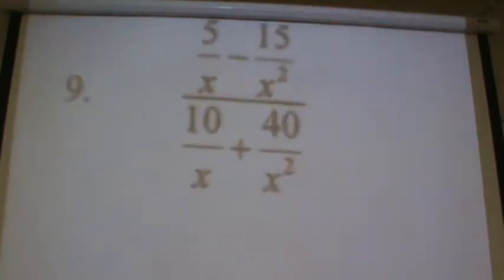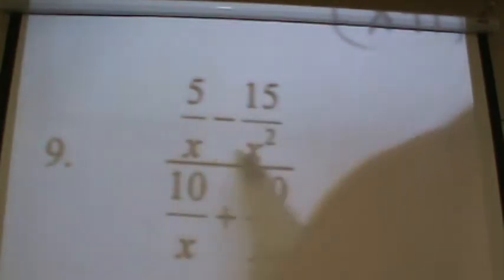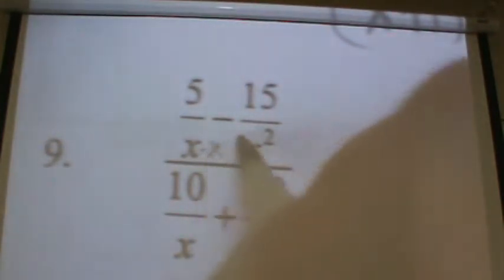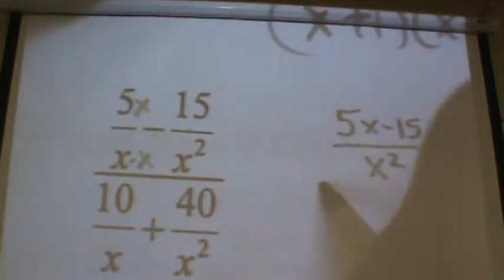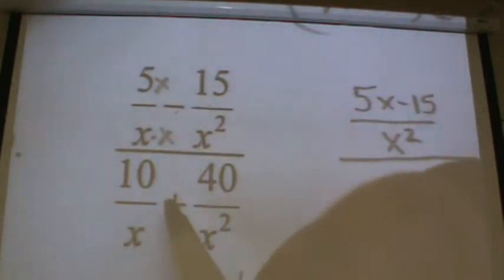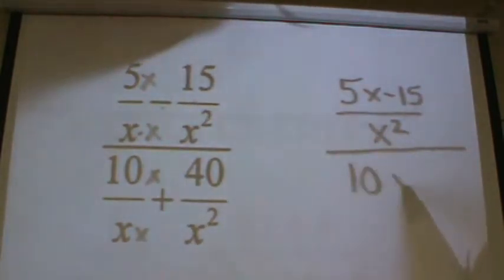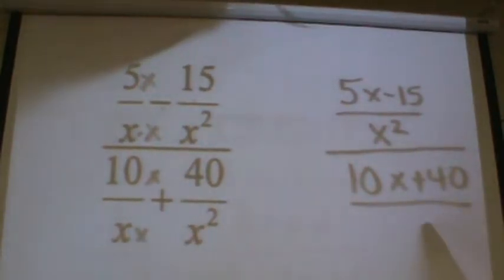Okay, number 9. Complex fraction. We've got to get these two together. So what are you going to multiply this by and this by? X. So what do you have up here? You have 5x minus 15 over x squared. What do you need to multiply these two by? X. So you have 10x plus 40 over.